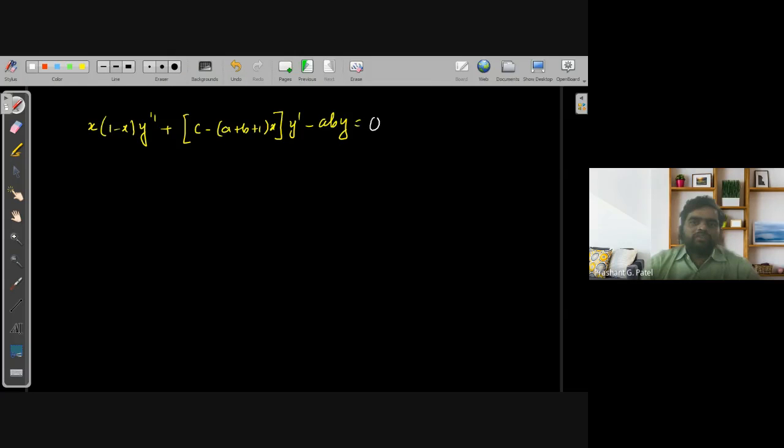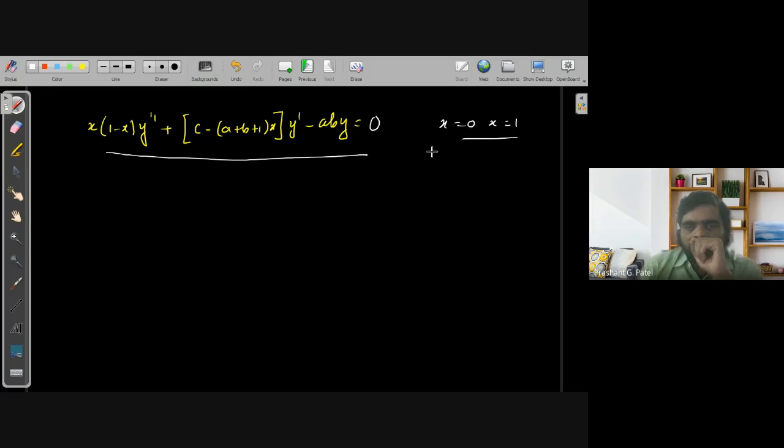So in the previous lecture, we discussed the solution of this hypergeometric equation about the point x equal to 0 and x equal to 1. In this lecture, we are going to discuss a solution of this hypergeometric equation about the point x equal to infinity. That means we need to solve this differential equation for a larger value of x, not in the neighborhood of 0, but beyond that.